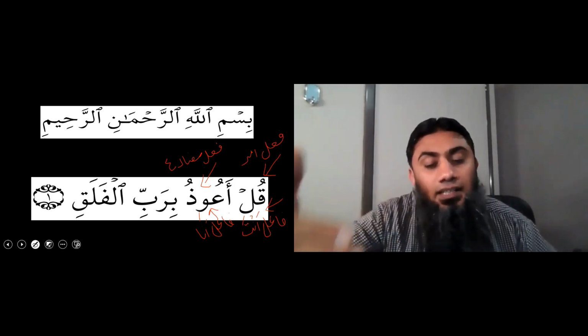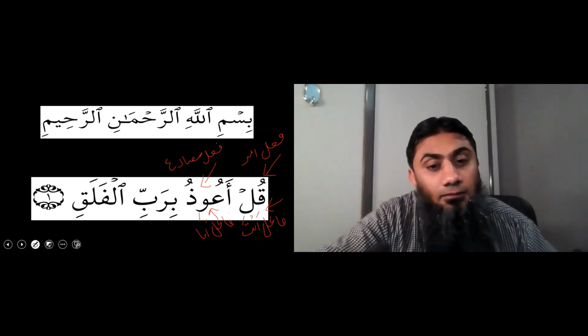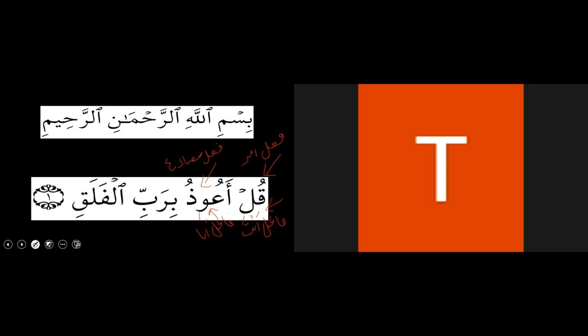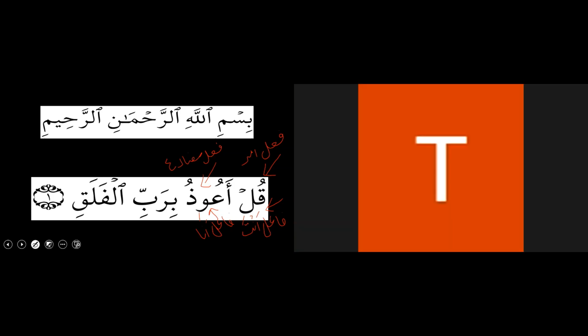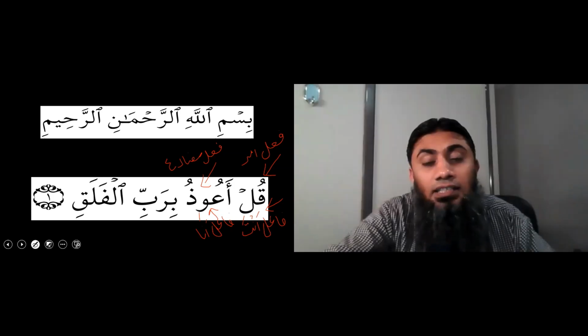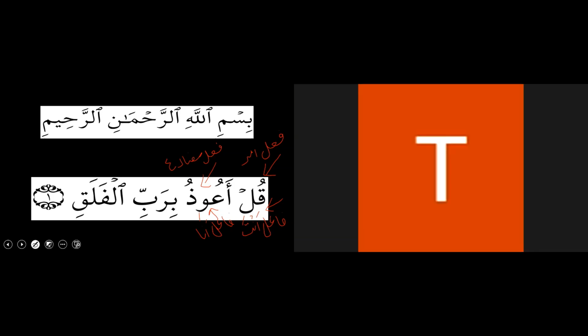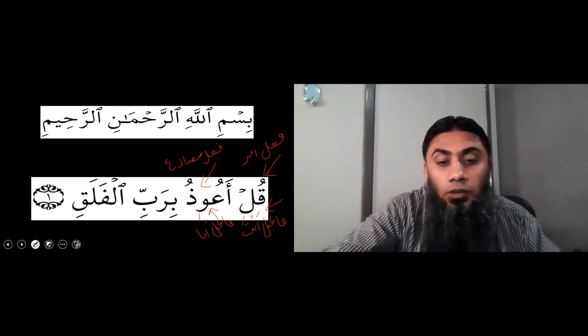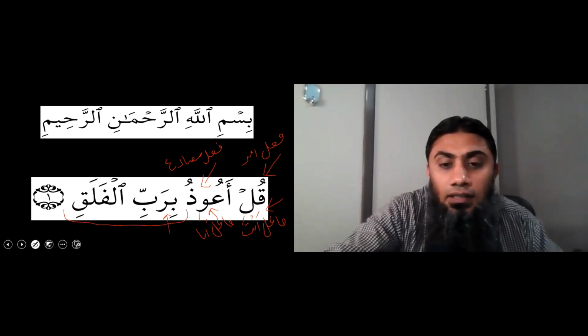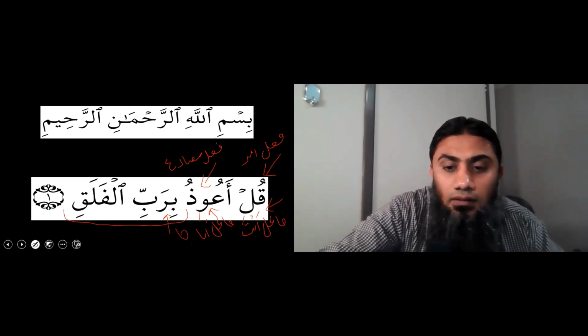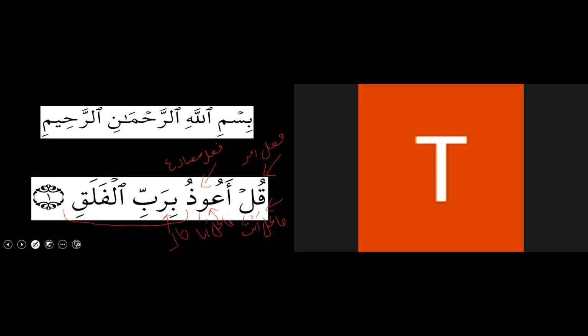Hypothetically speaking, if Rabbi was a jar, meaning a preposition, then Rabbi and Falaqi would be a jar majroor phrase. But that is not the case. So the only other option is that Rabbi and Falaqi are mudaf ilayh, in which Rabbi is playing the role of mudaf and Al-Falaqi is in the role of mudaf ilayh. So this whole thing has gone in one bucket, and inside of it, this ba is the jar part, and Rabbi was the majroor part.